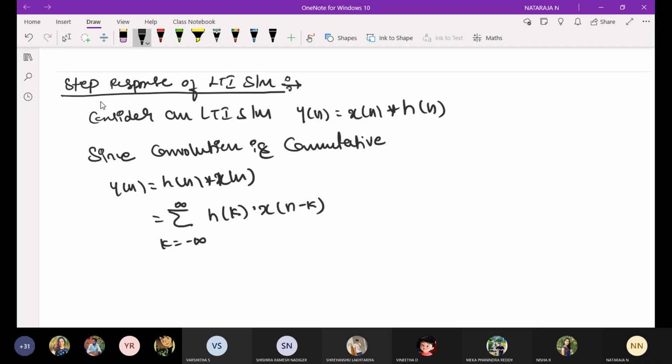If I consider y of n, convolution is commutative, so I can write h of n convolved with x of n or x of n convolved with h of n. Both are the same, based on the commutative property. Based on that, I write the formula h of k into x of n minus k. So far we discussed x of k into h of n minus k. I have interchanged them because of the commutative property.